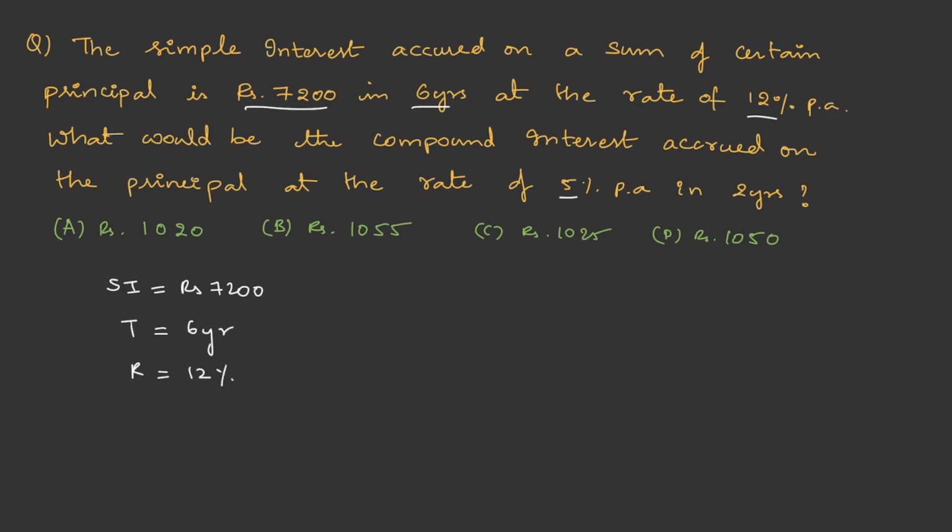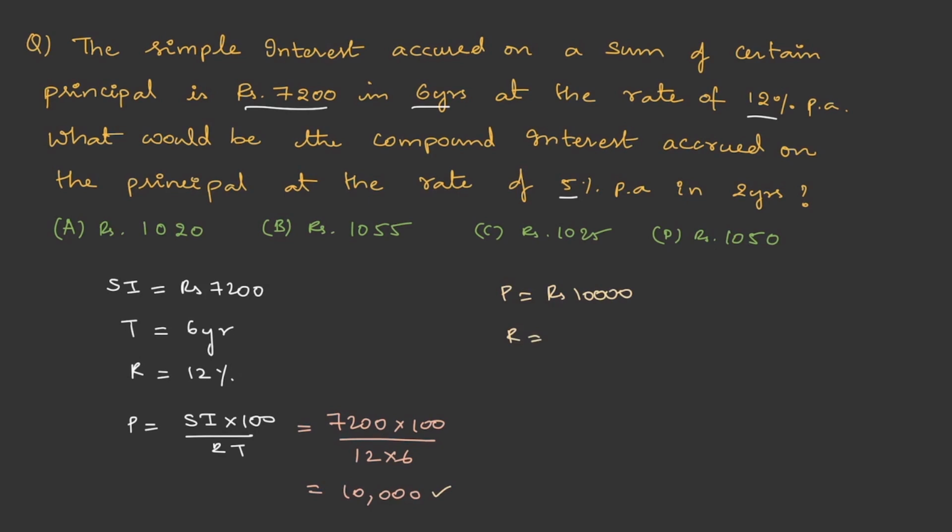And principal is unknown, but we know the formula. Principal is simple interest into 100 by R into T. Now when we substitute the values, that is 7200 into 100 by 12 into 6, this is 10,000 rupees. Now for the compound interest, this value can be used as principal. So P is rupees 10,000, then rate for compound interest is 5% and time is 2 years.